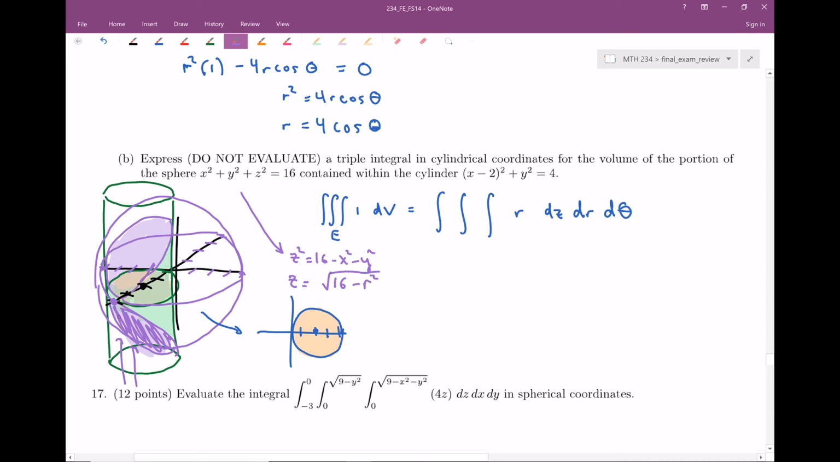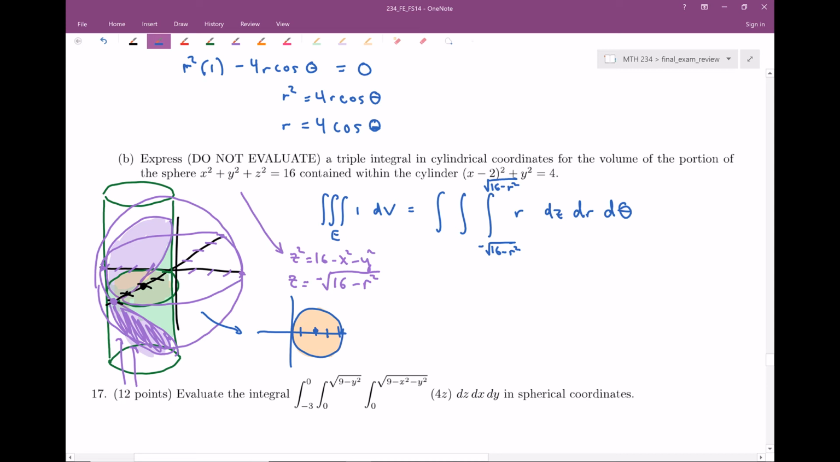Now, because it's the bottom half, the negative z values, when you take the square root, technically there's a plus or a minus. So I'm going to choose the minus one in this case. So therefore, we're going to enter in through the negative square root of 16 minus r squared, that's our z value. And then we're going to exit through the top piece. Well, the top piece is going to be the positive square root of 16 minus r squared.